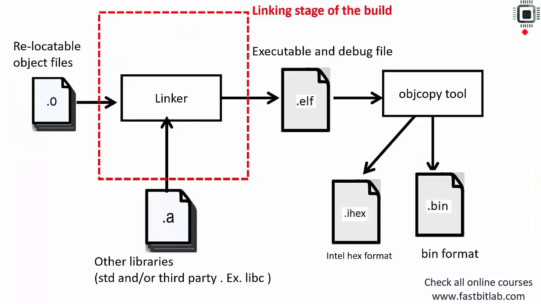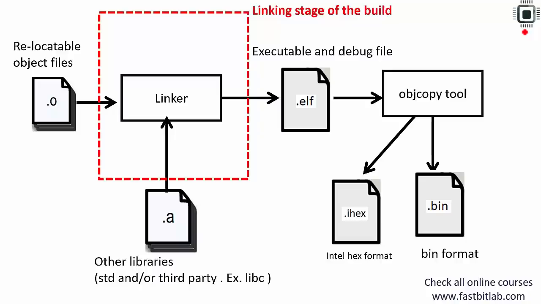After that comes the linking stage. All the relocatable object files will be taken up by the linker. It will resolve all the symbols and other information, and it will merge the different sections of the .o files to create one executable, that is the final executable. And the format of that executable will be .elf. ELF stands for executable and linkable format. All relocatable object files are merged together to create one executable. After that, you can take that executable, which is in ELF format, to create some other format, such as binary format, which has the extension .bin, or you can convert that ELF file into Intel hex format using the tool objcopy. This is the complete build process.